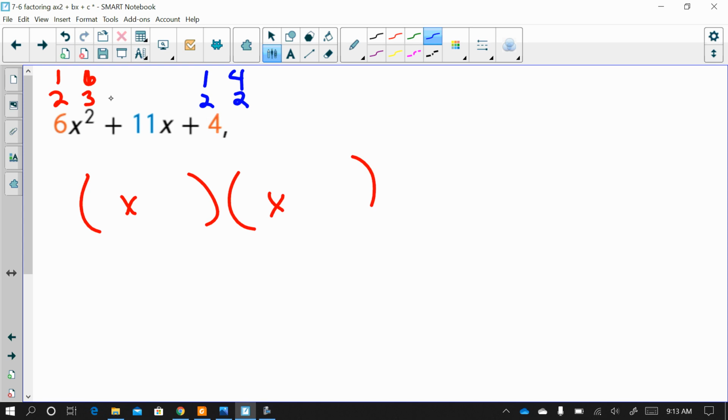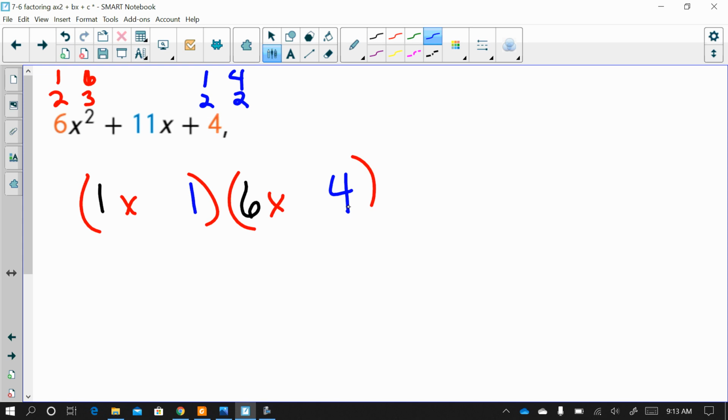So let's pick a number to start with. You can either start the 1 and the 6 or the 2 and the 3. Let's put the 1 and the 6 in there just for the heck of it. Okay, I'm going to do those in black. Okay, 1, 6. Okay, so now we pick a value for the 4. Do you want to do the 1 and the 4 or the 2 and the 2? Let's try the 1 and the 4.